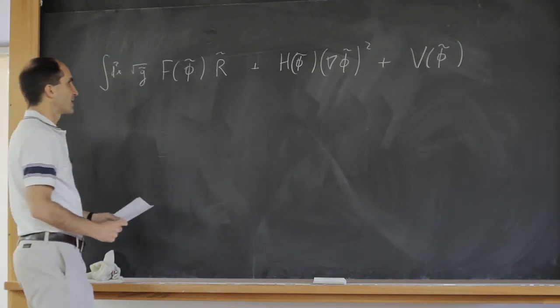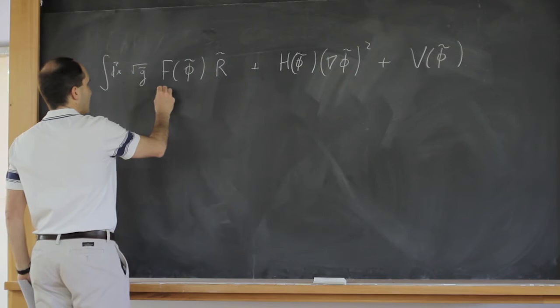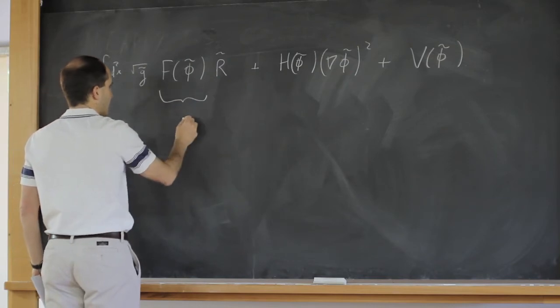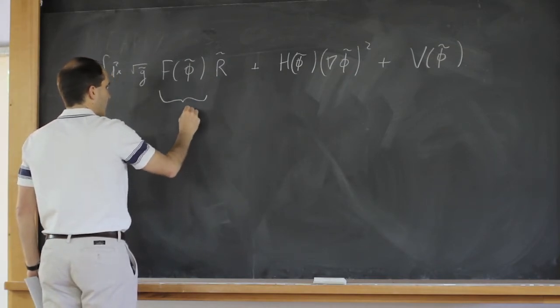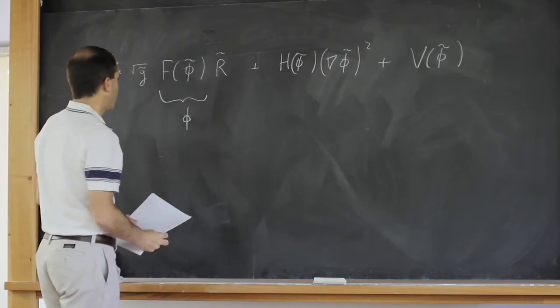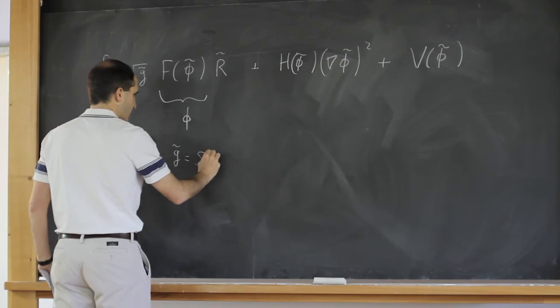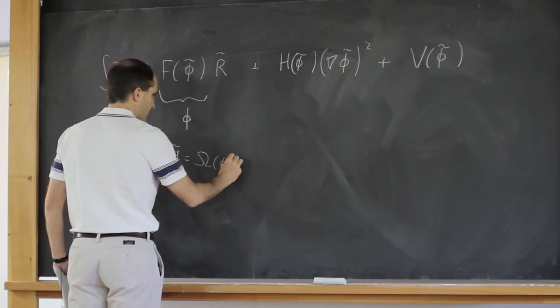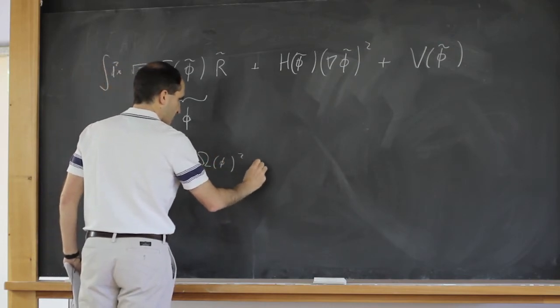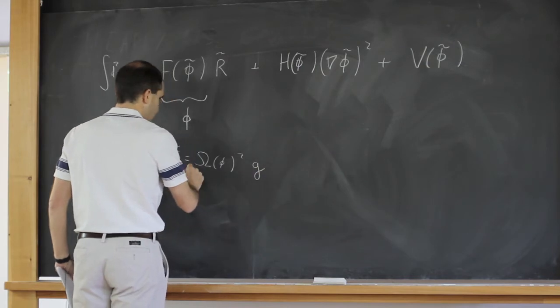And now we can basically call this term here phi. And then we can redefine the metric g tilde to be some function omega of this phi squared times g, so g mu nu.